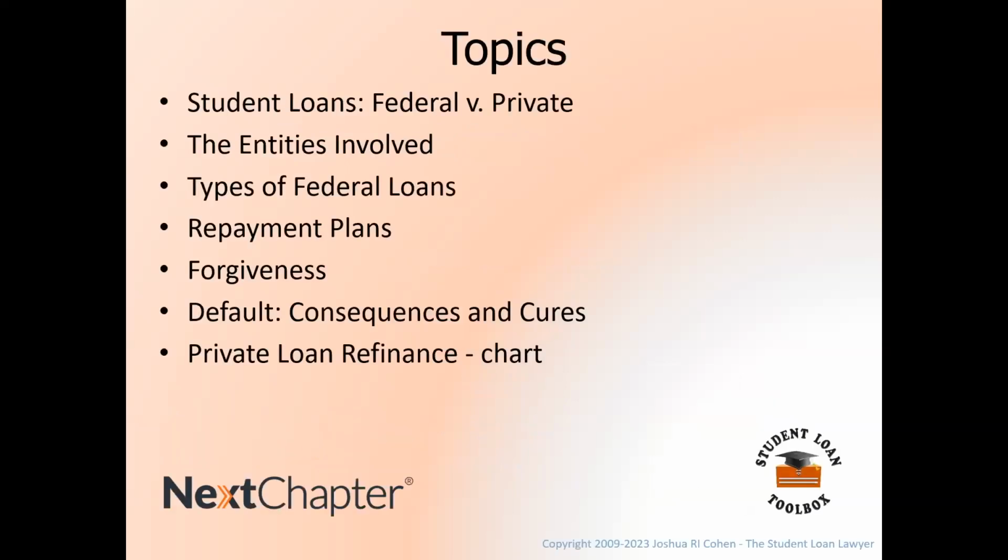Our topics for this hour, we've got federal versus private student loans. Who are the entities involved that are scaring your clients? We'll talk about details, the types of federal loans and the repayment plans. Forgiveness, yes, Virginia, there is forgiveness, it does exist. Talk about default and a very quick overview of why making your federal loan a private loan is a bad idea.